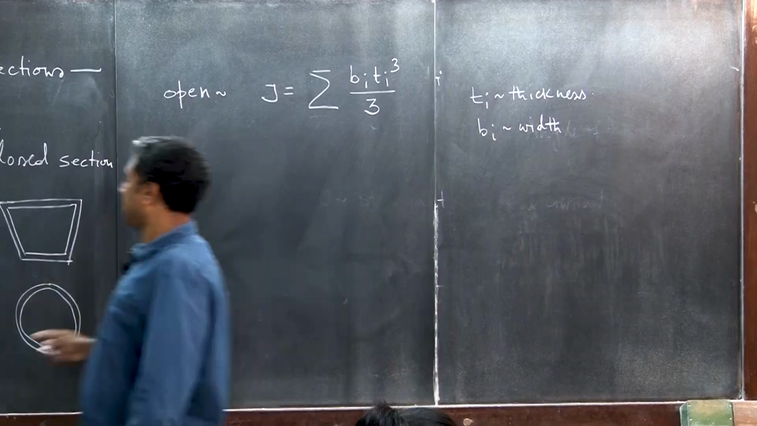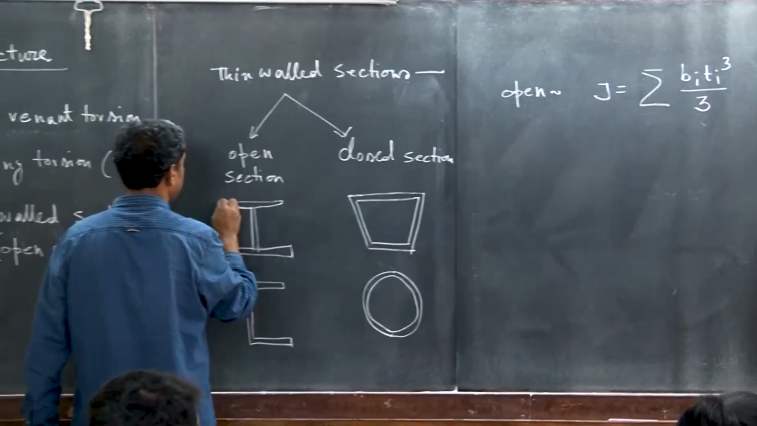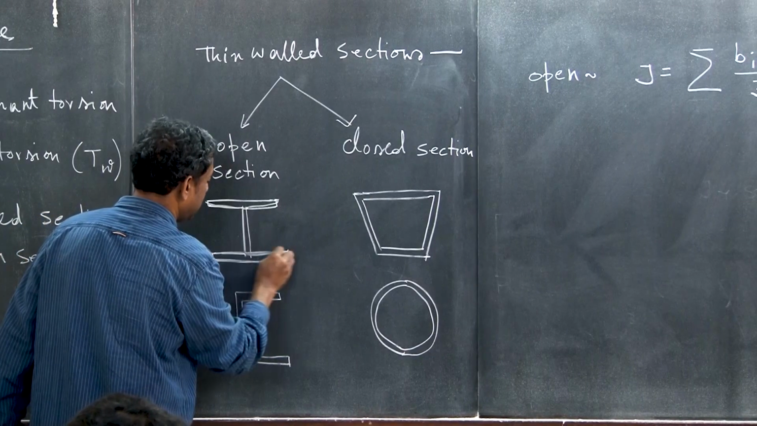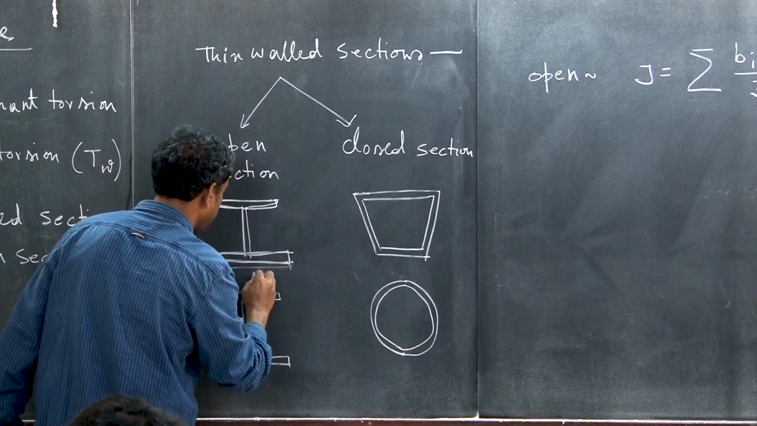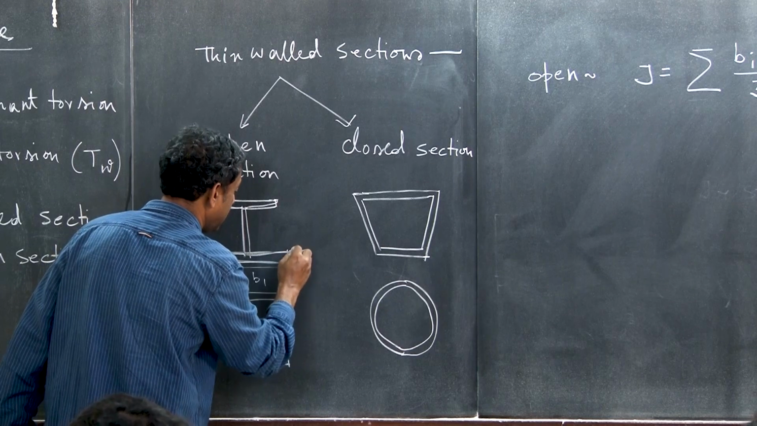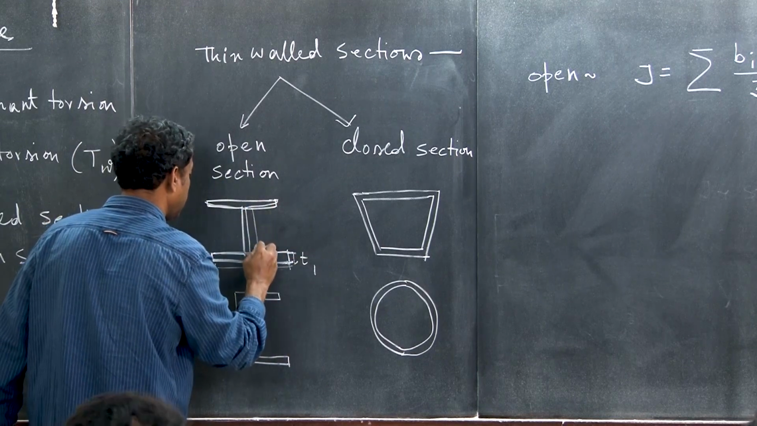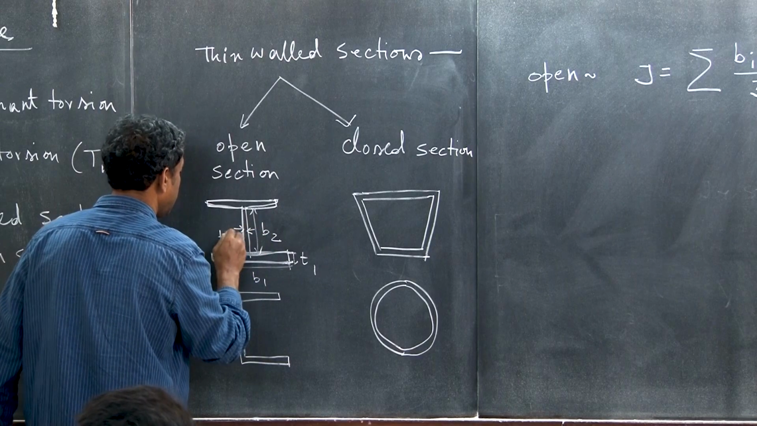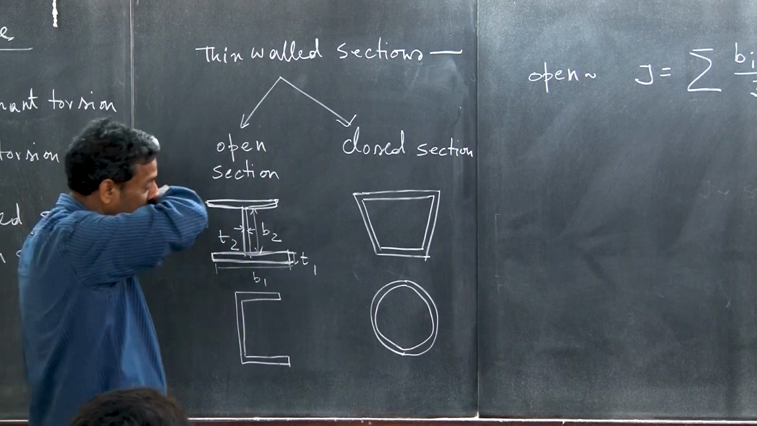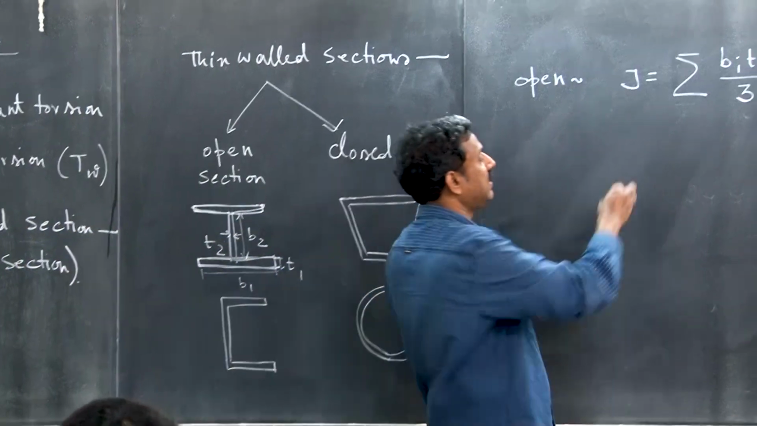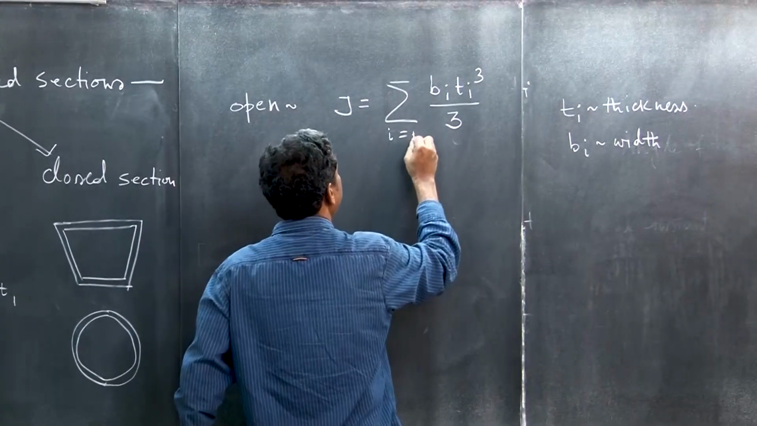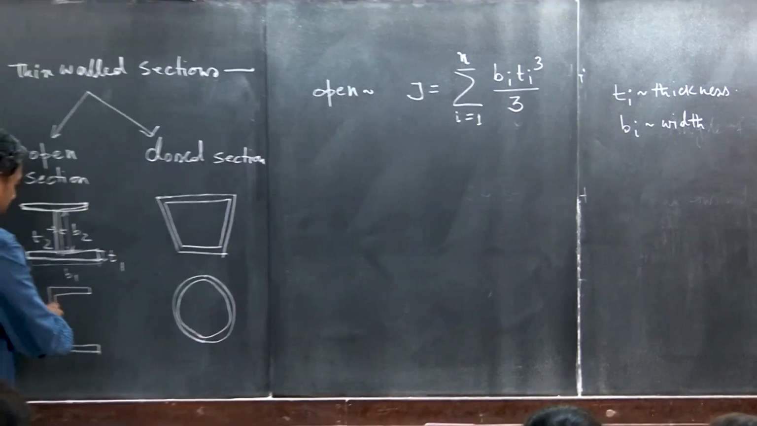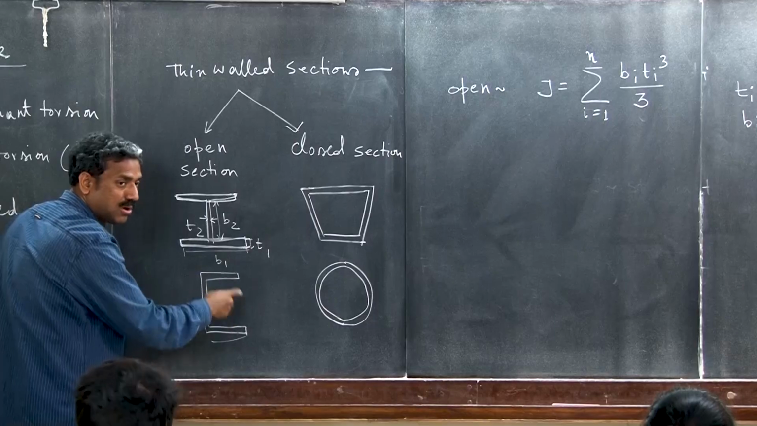That means here, if you consider this is a rectangular section, this is the width B1 and this is T1. Then from here to here, this is B2 and this is T2. Then this is B3, T3. So for the individual sections you just sum them up, where i is equal to 1 to the number of components in the section. So it's the open section, clear. Similarly for a rectangular section, this is B1, T1.